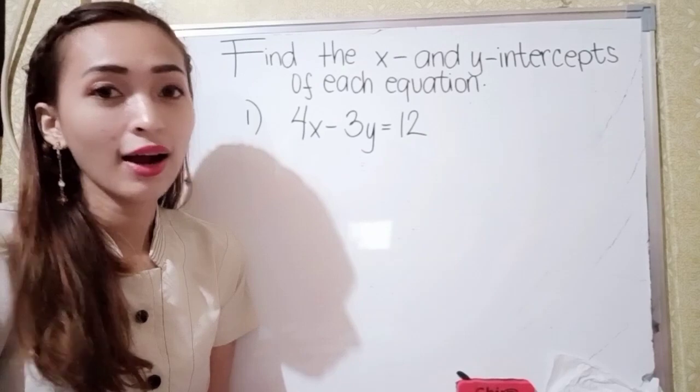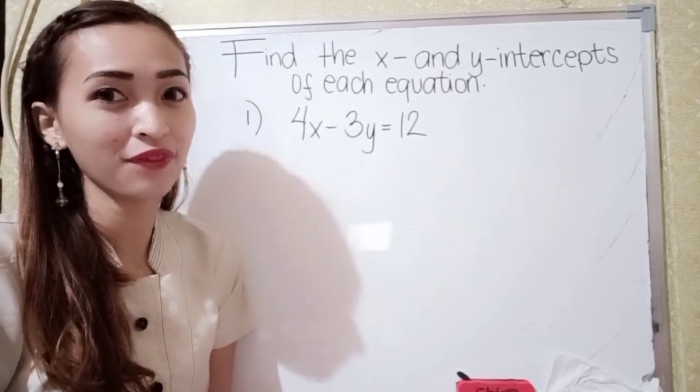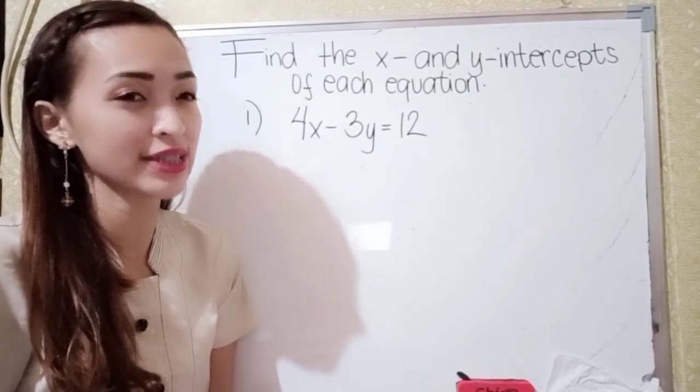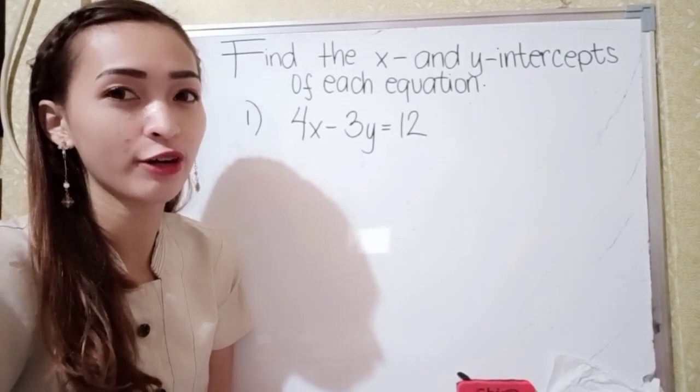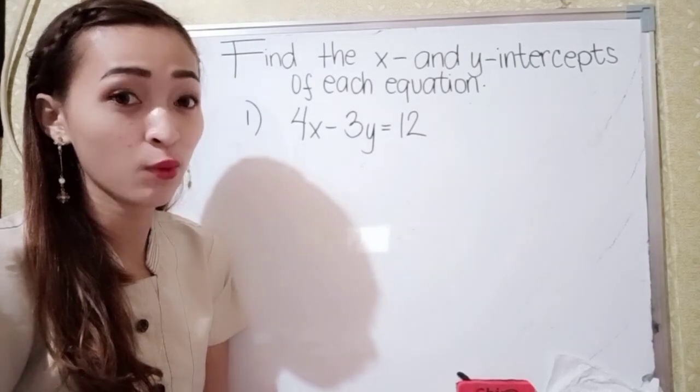For today's video, we're going to discuss the intercepts of a line. For example, we have here: find the x and y intercepts of each equation. For number 1, we have 4x plus 3y equals 12.